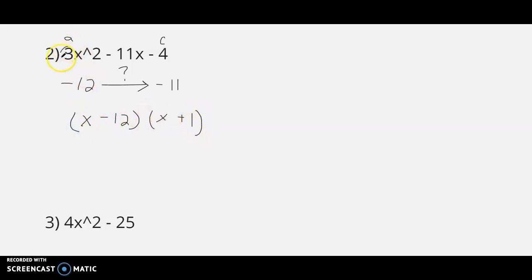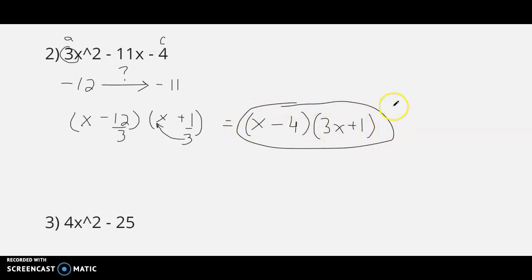Next thing we do here is focus on our a number, 3. We're going to divide that into the two numbers we have in our binomials. If it divides, great. But if it doesn't divide, simple step. Move the number in front of the x. So we'll have 3x plus 1. x minus 4 and 3x plus 1.